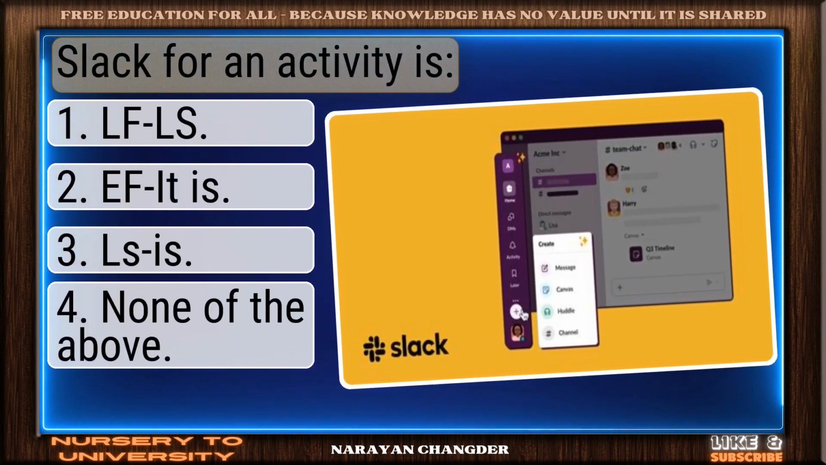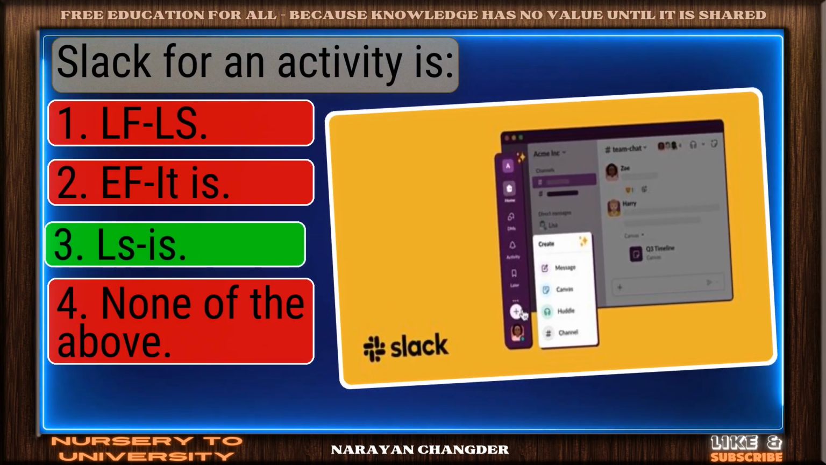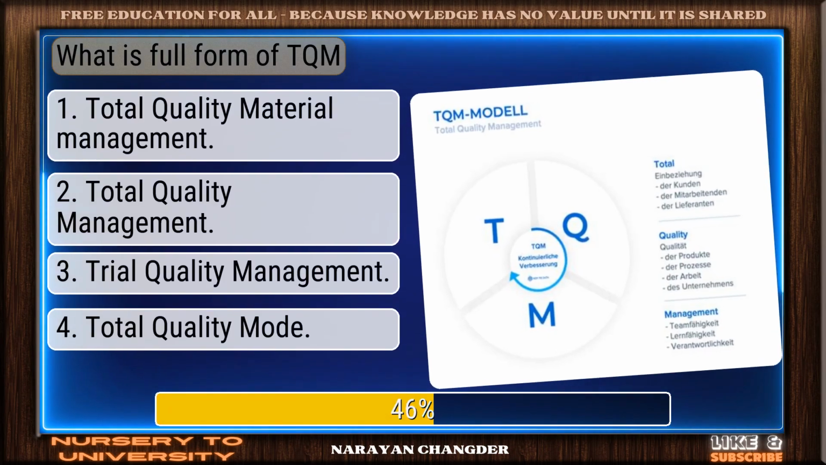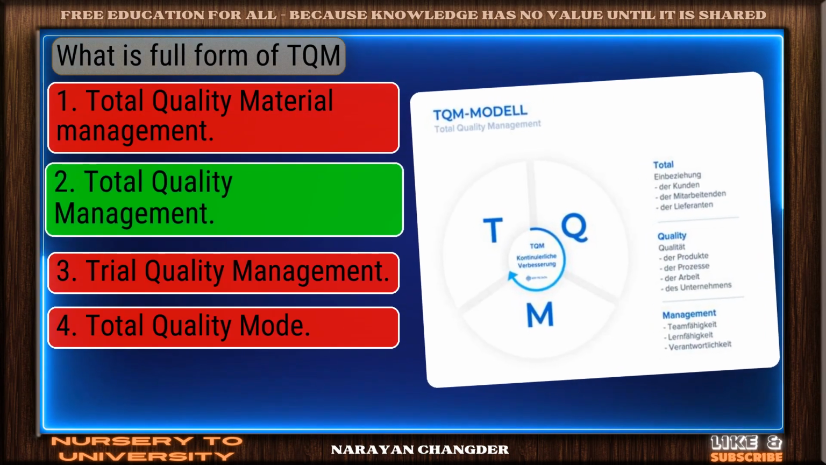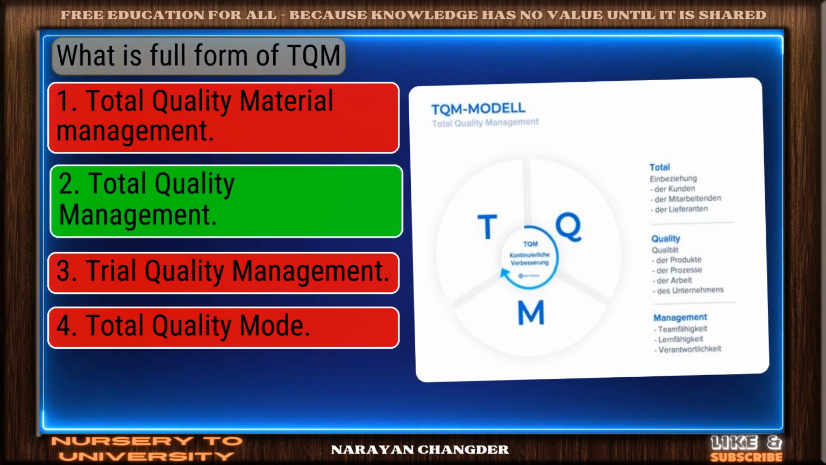Slack for an activity is. Strong choice. Is the right answer. What is full form of TQM? Good thinking. Total quality management is the right answer.